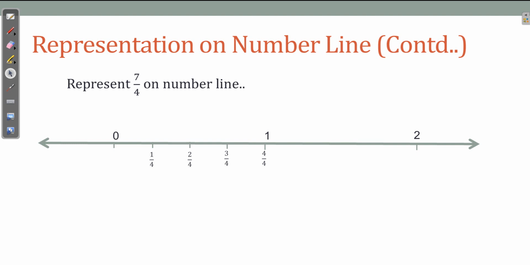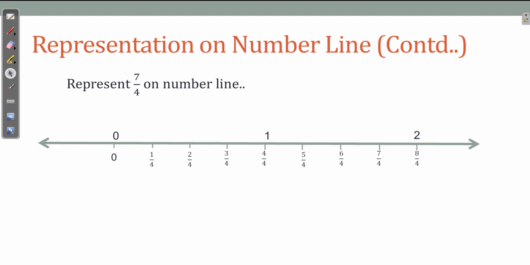But we need 7 by 4 representation on the line. So we haven't reached 7 by 4. That's why for the next unit on the number line, meaning 1 to 2, we have to divide that portion also into 4 equal parts and continue the labeling. We stopped at 4 by 4, so we continue from 5 by 4, 6 by 4, 7 by 4. Like that we will continue labeling all these divisions, and then you will be able to locate 7 by 4 on the number line. In this way, we can represent all the rational numbers on a number line.